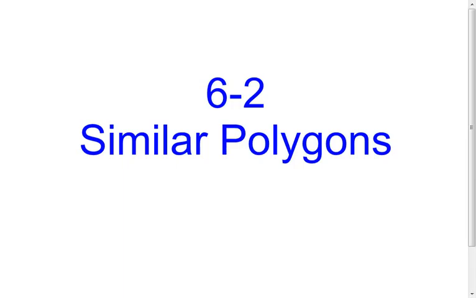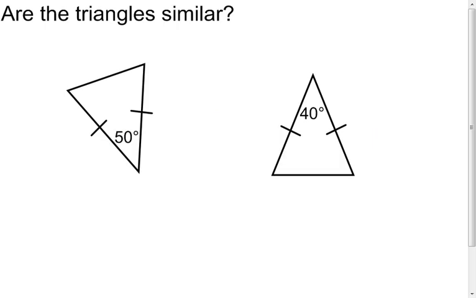Now here I'm going to look at the similar polygons and the examples to what we learned about in the actual lesson. First thing is, are these two triangles similar? Well, I go back to similar polygons have to have corresponding angles being congruent. I'm going to start here and I'm going to start here. They're not congruent, so these triangles are not similar. Say no.